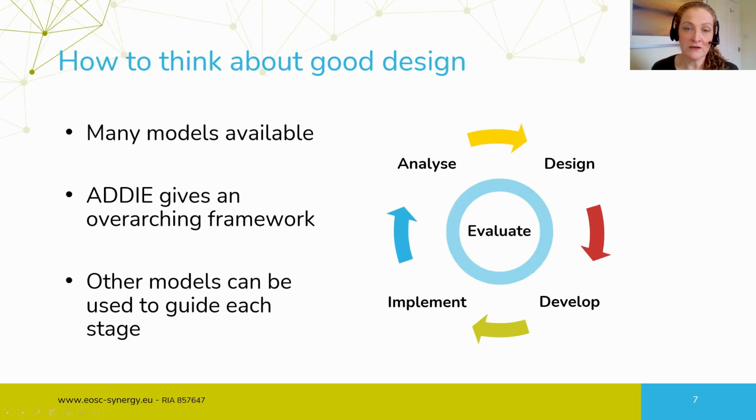So how do we go about thinking about good design? Again, there are many models available, and we'll use a very common training framework called ADDIE, which involves analysis, design, development, implementation, and evaluation. You often see the evaluation as part of the outer circle, but I prefer this model where evaluation is at the core, because it really is an integral part of the whole process. So with this model, it really is a step-by-step approach. So you work through the steps, and you can use different approaches within each of the steps.